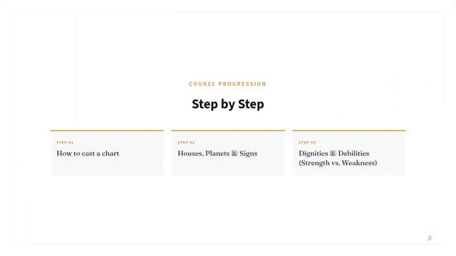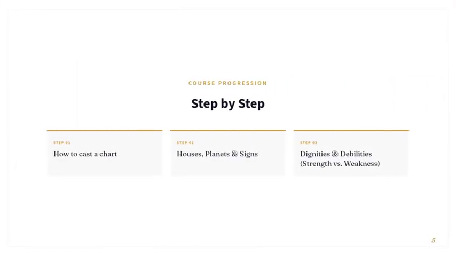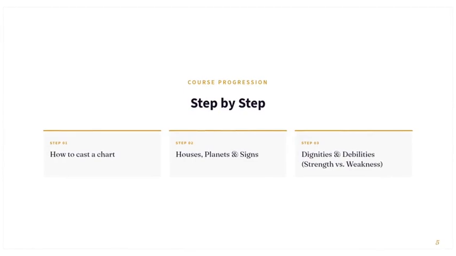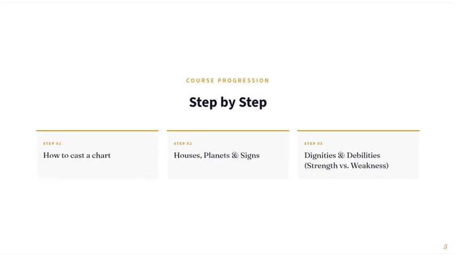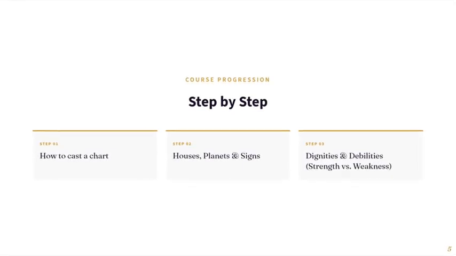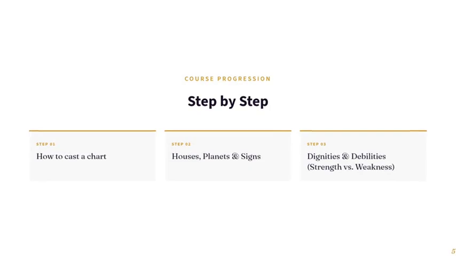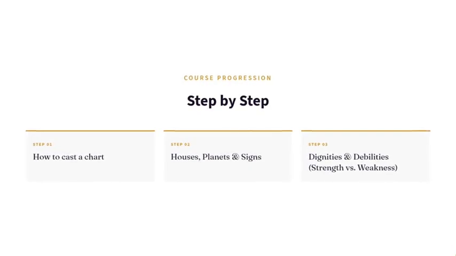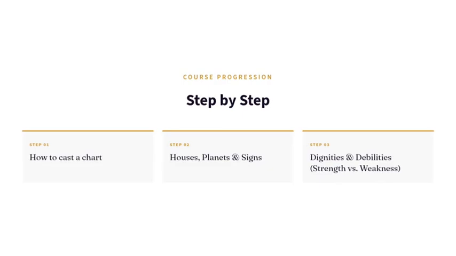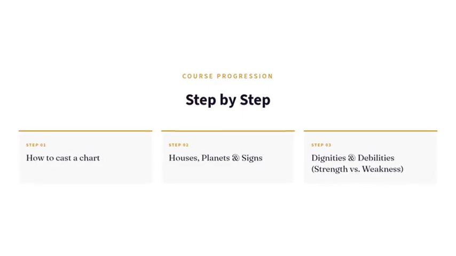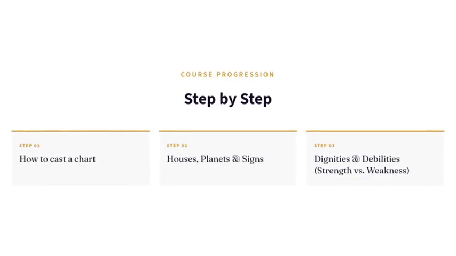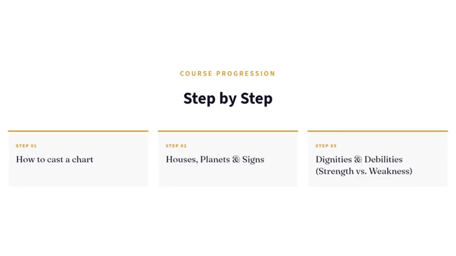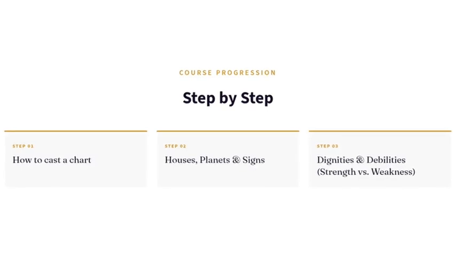Now, the first thing every student of astrology must learn before any prediction, before any philosophy, is how to cast a chart. That is where we are starting from. Then we learn the houses, the planets, and the zodiacal signs. And then the dignities and the abilities that show us what is strong and what is weak, what is speaking and what is silent. We will go through all of this step by step in this course.